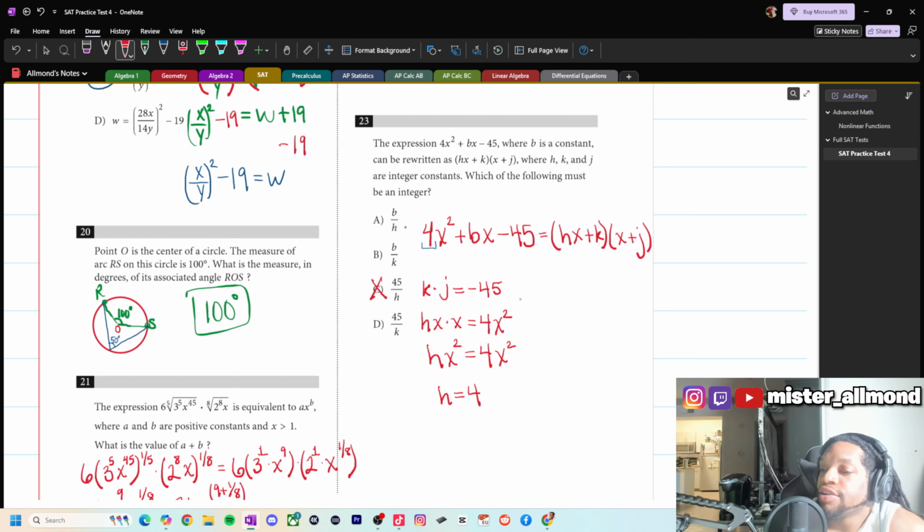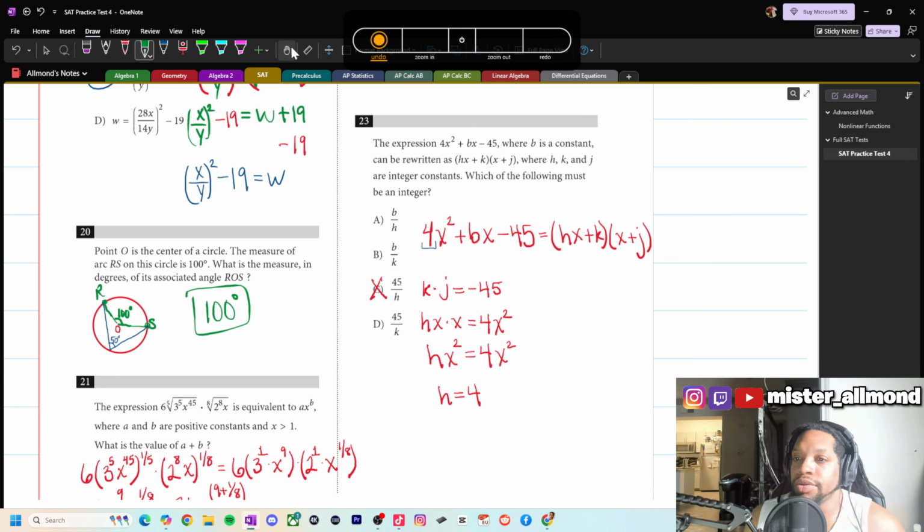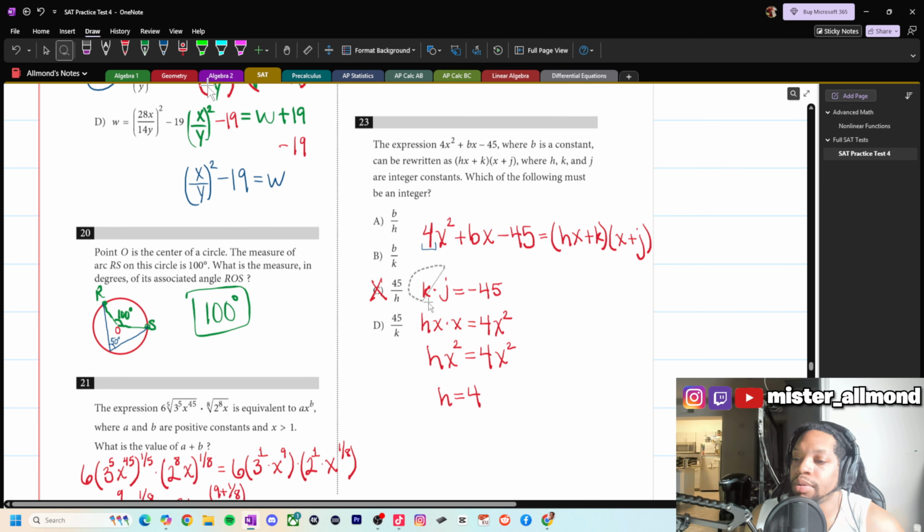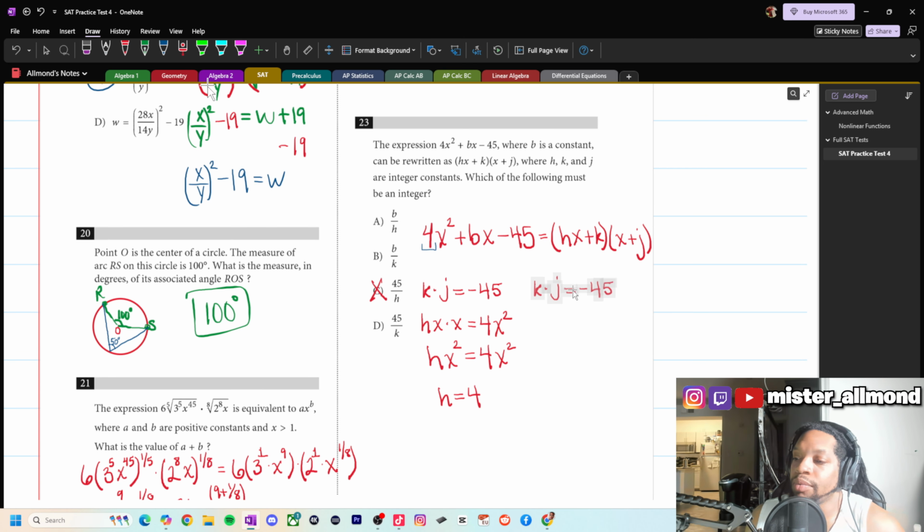K times J is negative 45. And if K, J, and H are integers, 45 over K is negative J, which is still an integer. If J is an integer, then negative J is an integer. So I low-key want to go D. Let me write down my logic on this one. Hold on, I'm going to move this over so I can work with it.